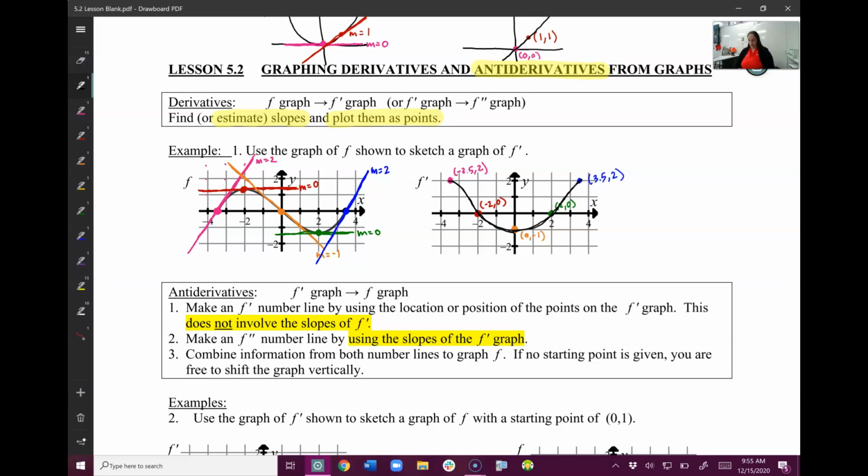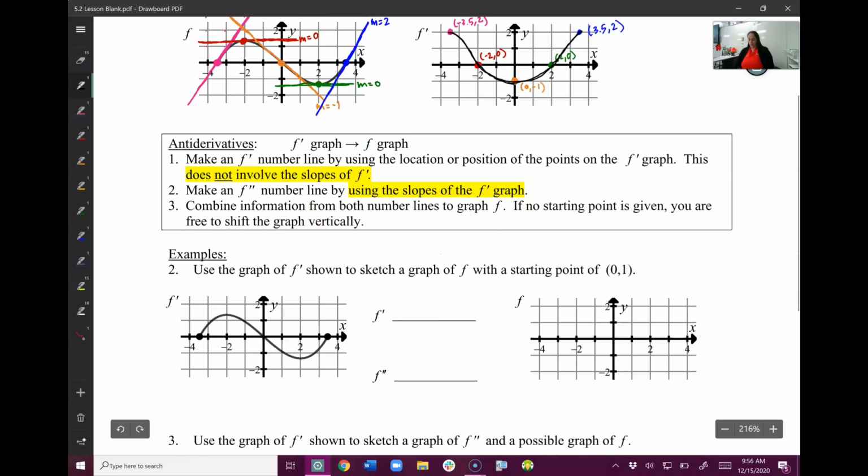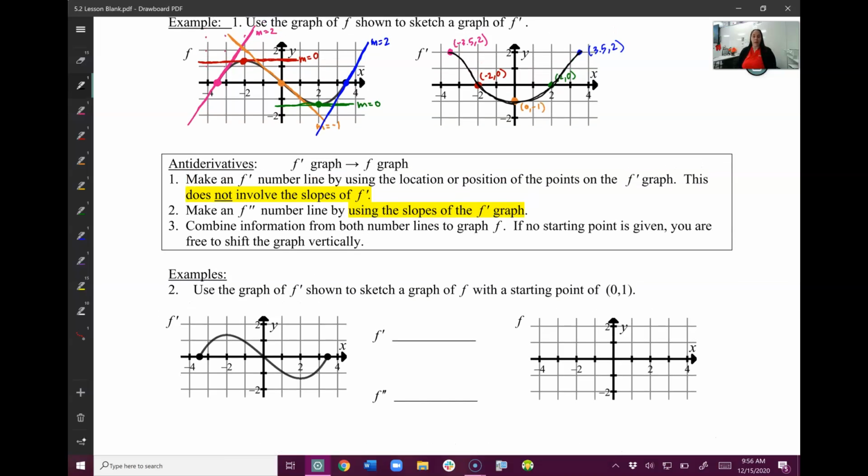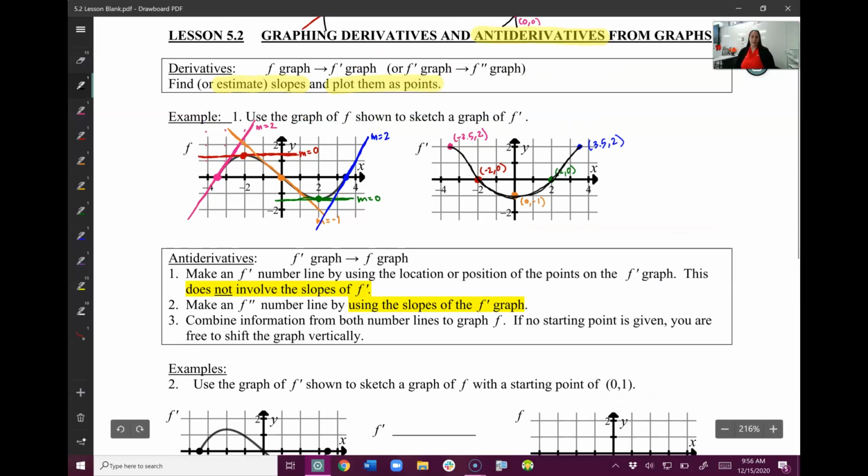So that is a quick review of using the graph of the original to come up with the graph of the derivative. In the next video, we're going to start to go different ways. Where we have a graph of a derivative, we want to find the graph of the original, going backwards. So that's what we'll do in the next video.